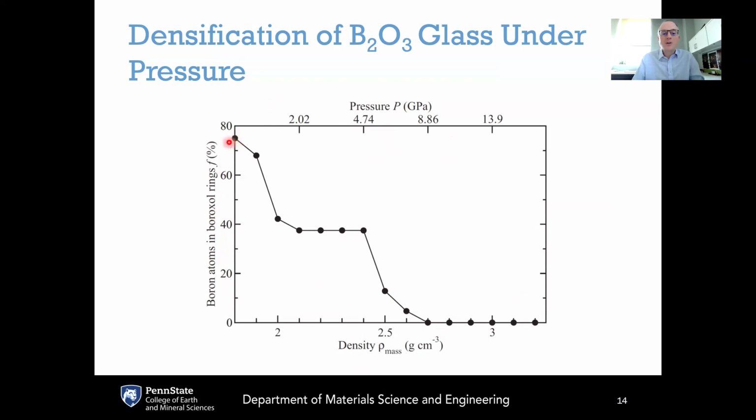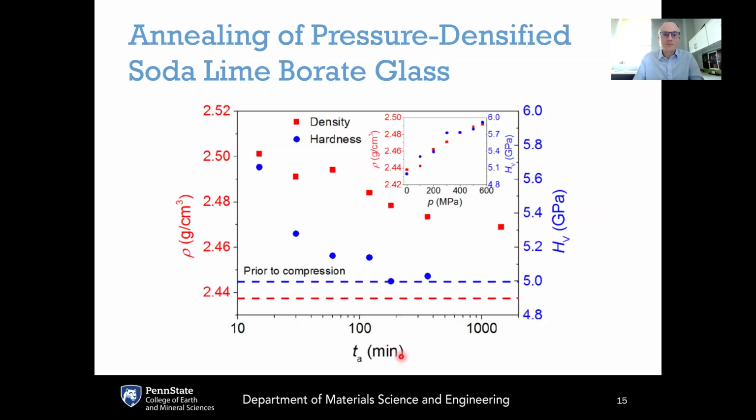And so even though at low pressure, at atmospheric pressure, there's a high fraction of borons as members of boroxol rings, as the borate glass is pressurized, those boroxol rings are forced to break down so that the glass can have a more compact structure. And so the fraction of boroxol rings is decreasing under pressure, and that's enabling an increase of the density of the glass. And you can see at these very high pressures, the density can actually increase quite dramatically.